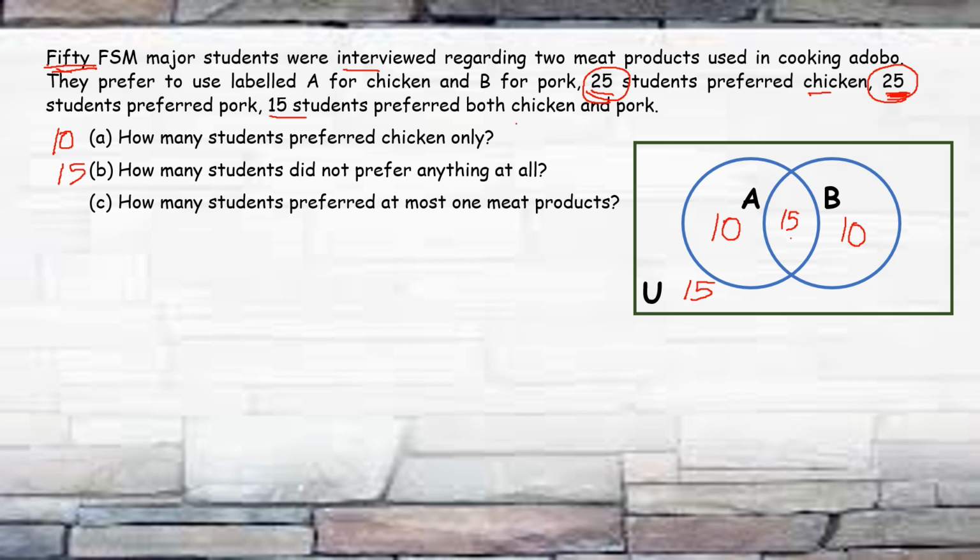How many students prefer at most one meat product? Ilan daw ang students na pinakamadami nilang pinili? Isa lang. So, this is actually the set A only and the set B only, which means that 10 plus 10, so the answer is 20. So that is the use, diba, ang dali lang magsagot ng word problem if you are using the Venn diagram.